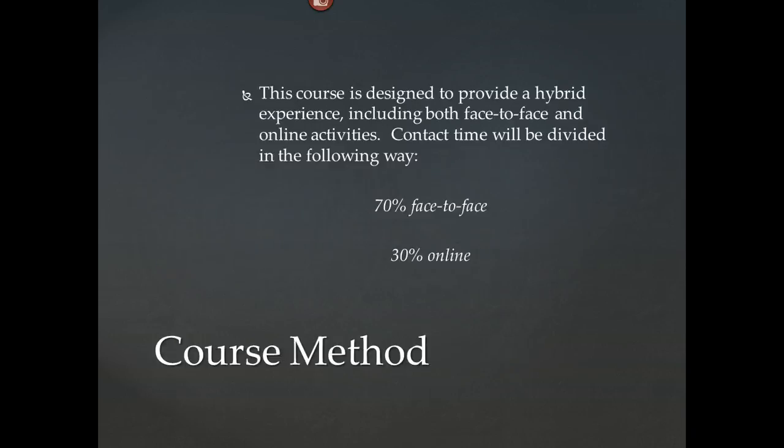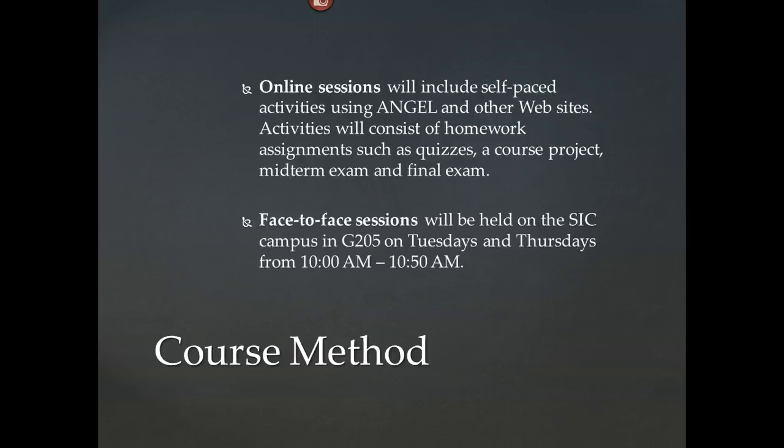Now, this is a hybrid course, which means that we're going to be meeting 2 times a week, and that's going to be about 70% of our contact. But there are other things online, and it's going to take up about the other 30% of the time. Now, the online sessions are usually self-paced activities that use Angel and maybe some other outside websites. There will be homework assignments such as quizzes, as well as a course project, a midterm, and a final exam that you'll all take within Angel. Now, our face-to-face sessions will be held on campus in room G205 on Tuesdays and Thursdays from 10 a.m. until 10:50 a.m.